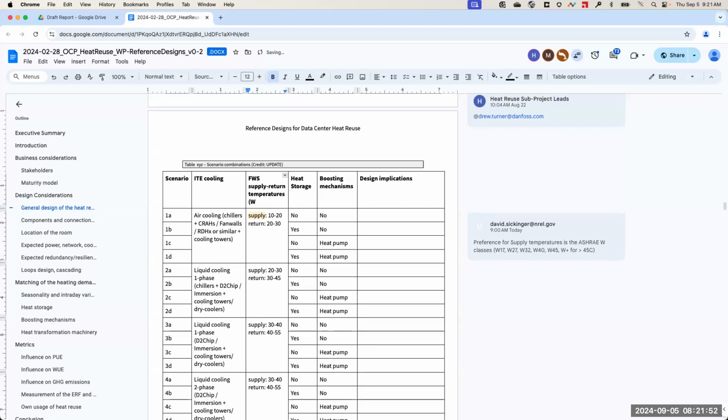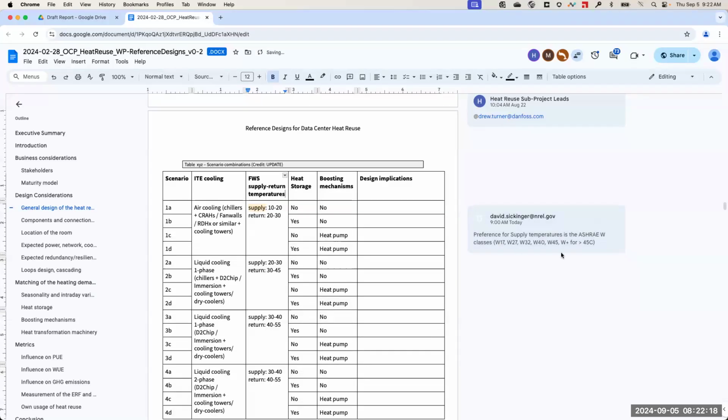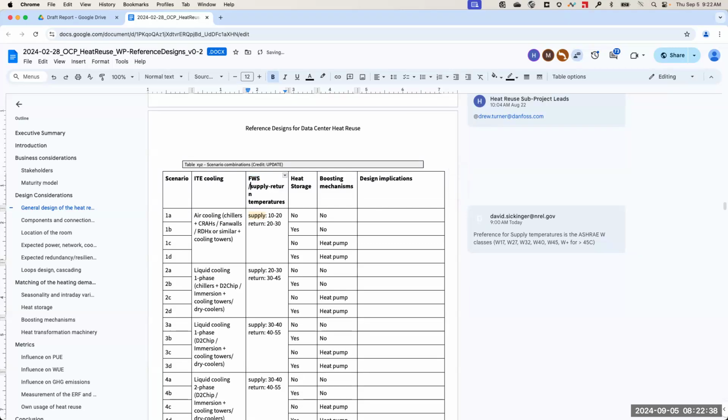Mm-hmm. For the sake of using the ASHRAE numbers, do we need one for the IT water also? We're only showing the FWS water. We're making a presumption. Yeah, good point. Actually, these are always the IT. They usually are, but we're showing that as FWS, so I think you need to show both. Rather than FWS, call it coolant supply return temperature, whether it's air, water... ASHRAE uses FWS as their terminology. Yes, exactly. What are the two terms that ASHRAE uses? There's the facility water, but what's the IT one? Technology. CTS. Coolant. TCS.